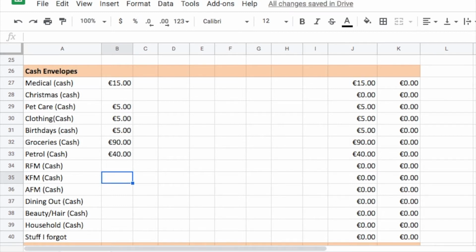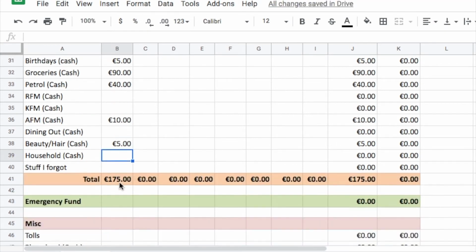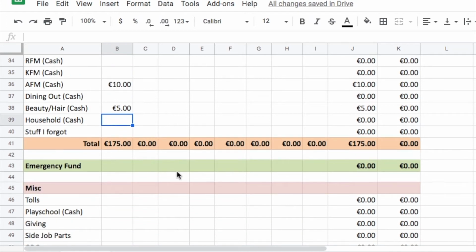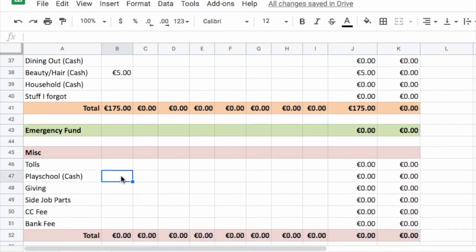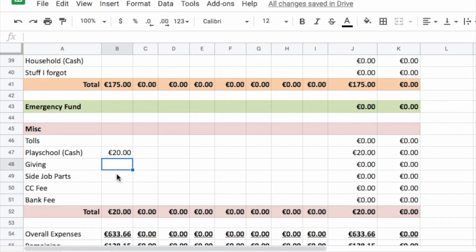Robert and me are getting nothing. Ava is just going to get 10. Dining out is getting nothing. Hair and beauty is getting €5. And household is getting nothing. So then the emergency fund is not getting anything. And then the only other remaining thing that we pay for this week is €20 into the Play School fund. That's like a voluntary thing that we do.